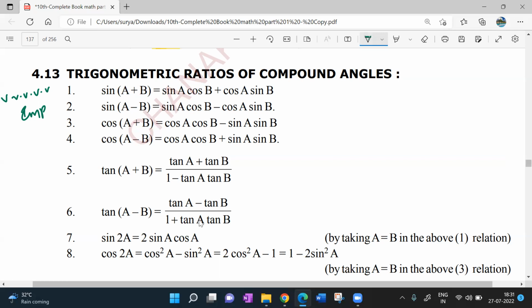Yes, sir. Okay, sir, we got this. Now I would ask you, what are the sin A plus B and sin A minus B formulas?